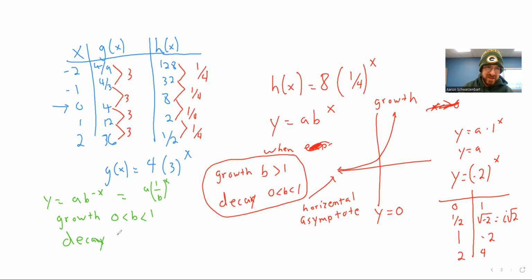I guess I should show decay here when b is greater than 1. A decay function looks like this. It's reflected over the y-axis. Reflections over the x-axis can happen. We'll talk about those, but that is not exponential decay.